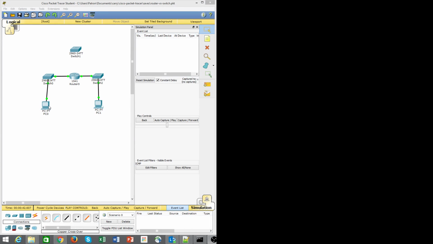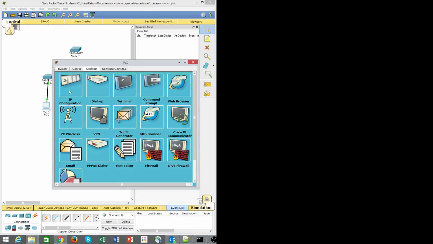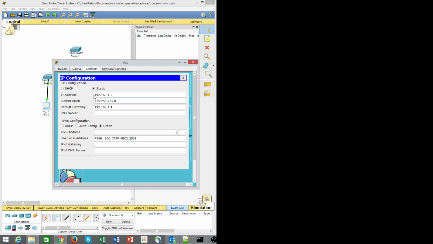Now, let's start looking at the simulation, which is right now connected through a router, router 0. If we look at the configuration in PC0, we'll see that its IP address is 192.168.1.2. Its gateway, another name for the router, is 192.168.1.1. And you'll notice that the two addresses are actually very similar.